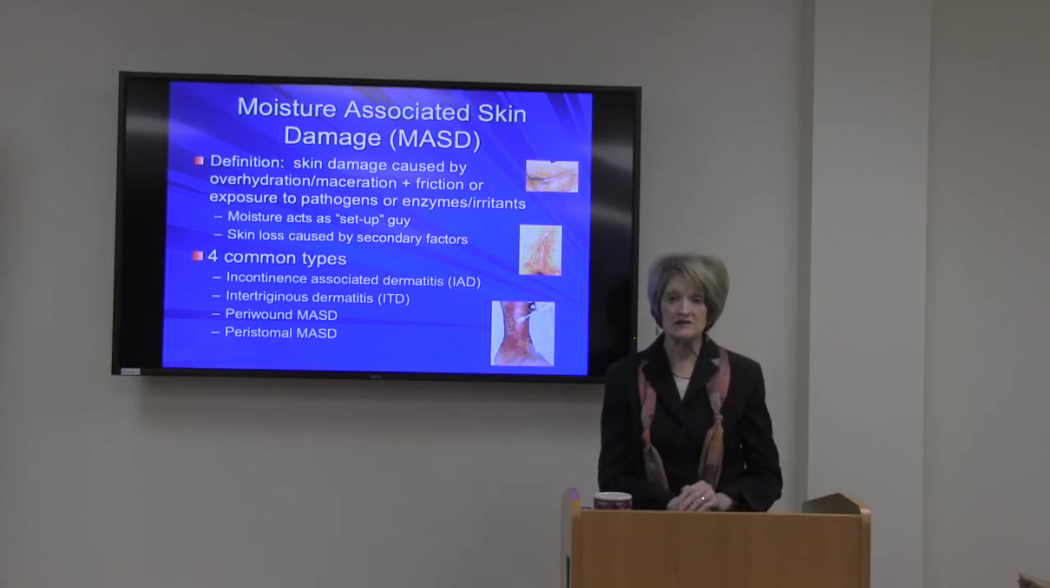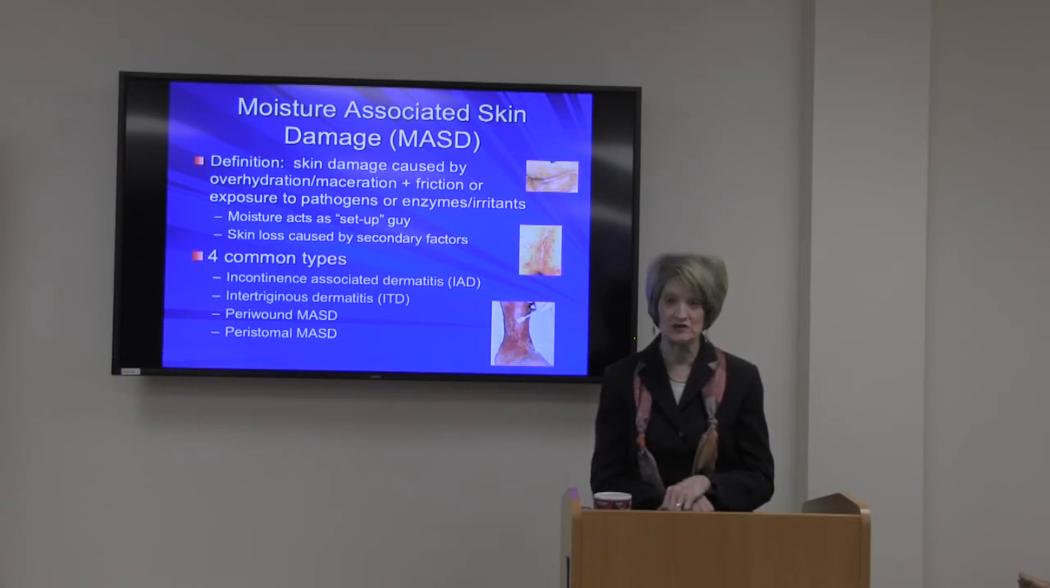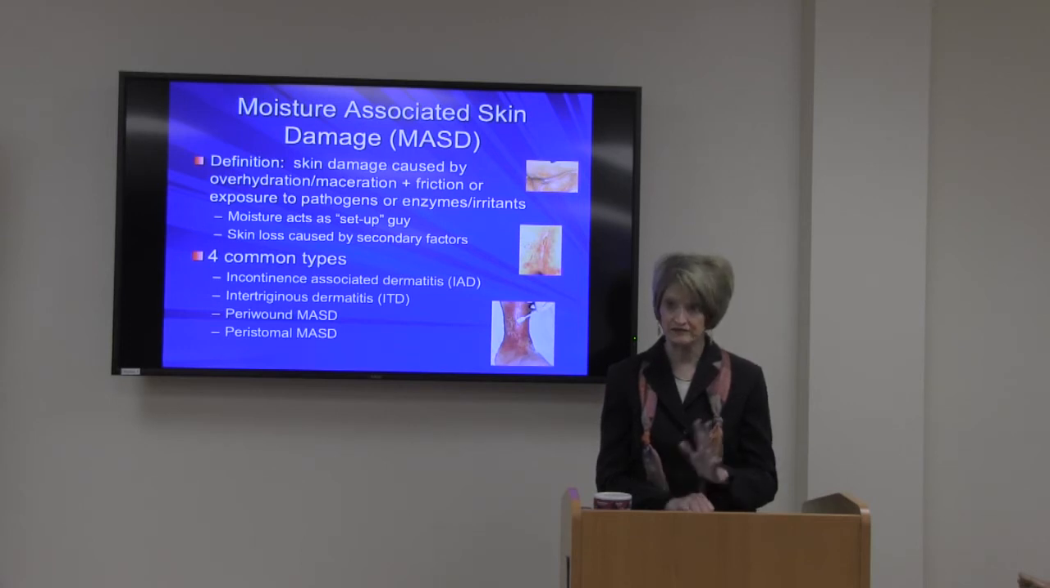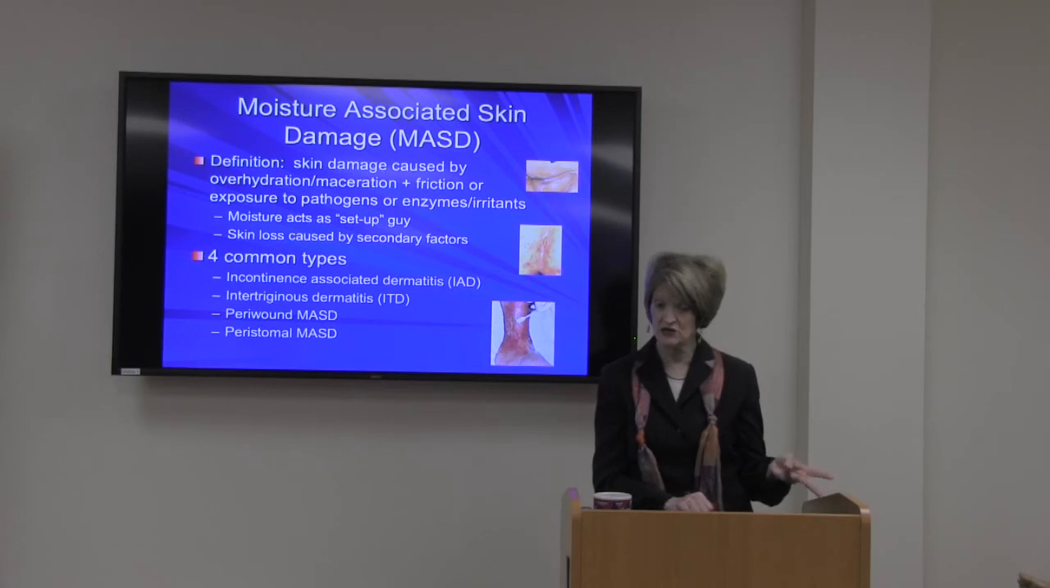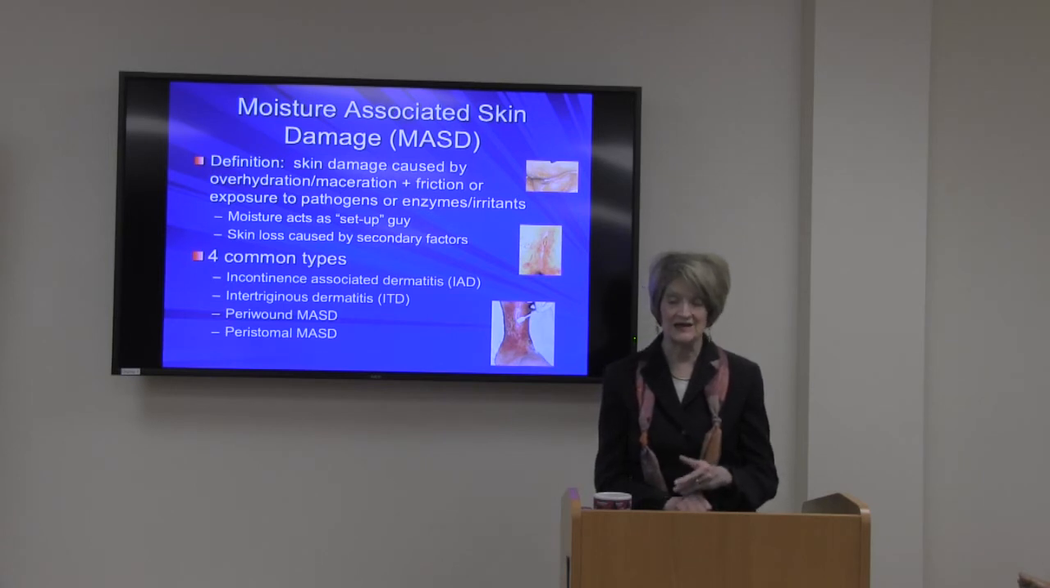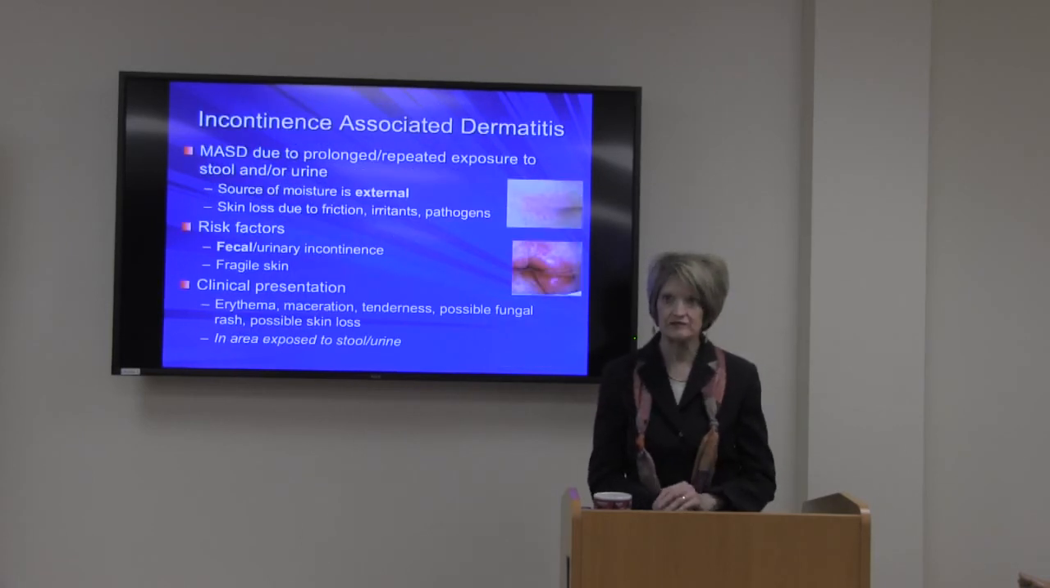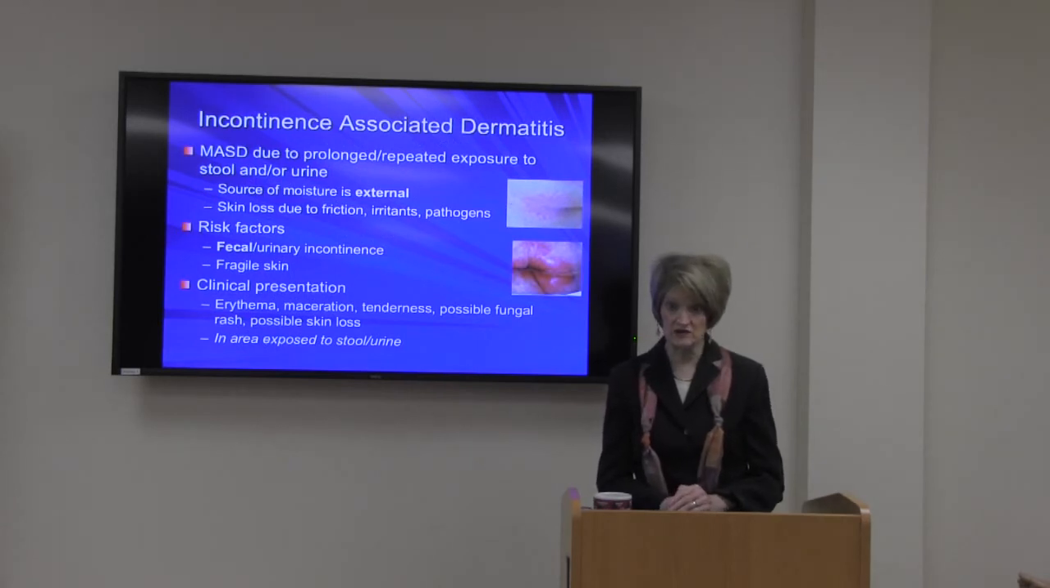There are 4 specific types of moisture-associated skin damage that are commonly referred to in the literature. I'm sure that this list is not exclusive, but these are the 4 you need to know at this point. Incontinence-associated dermatitis, abbreviated IAD. Intertriginous dermatitis, abbreviated ITD. Peri-wound MASD, and peristomal MASD. So let's talk about each of those.